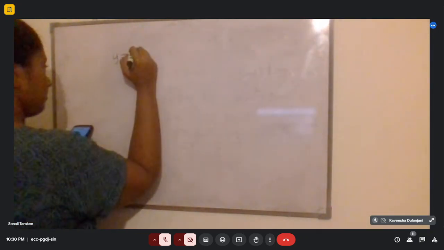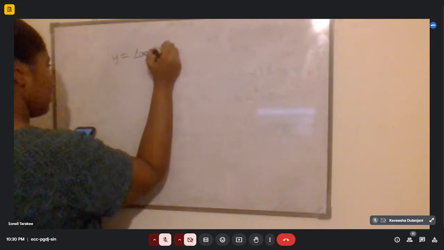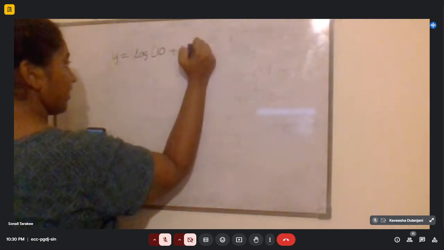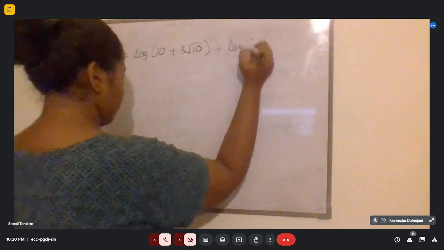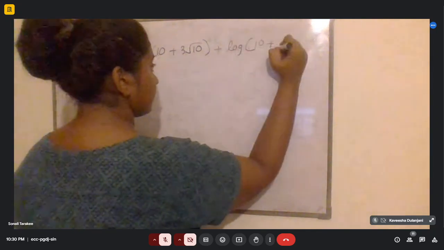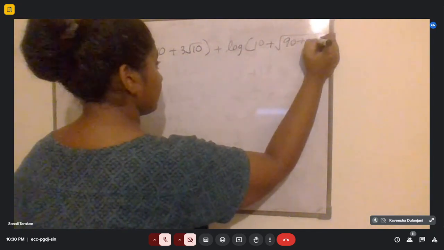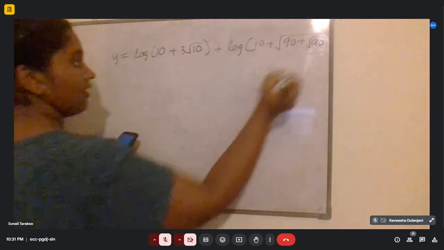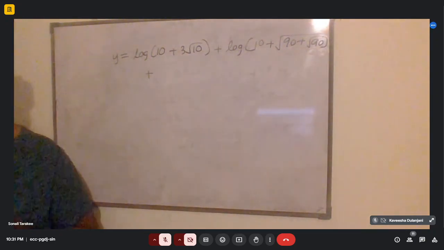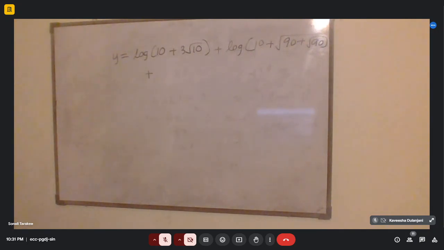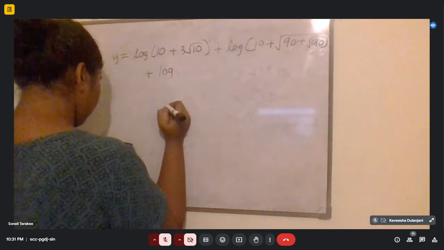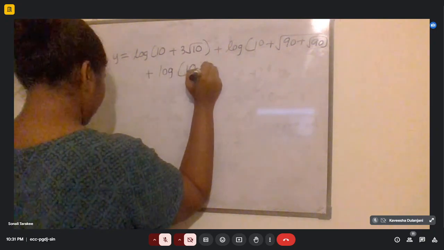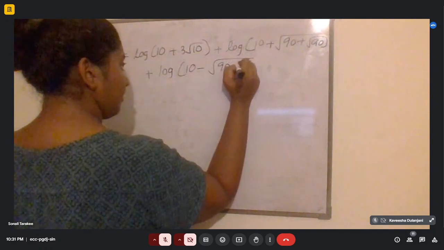y equals log 10 plus 3 root 10 plus log 10 plus root 90 plus root 90 plus log 10 minus 90 plus root 90.